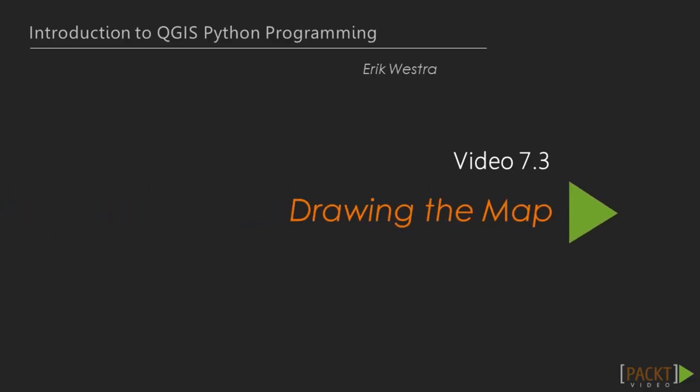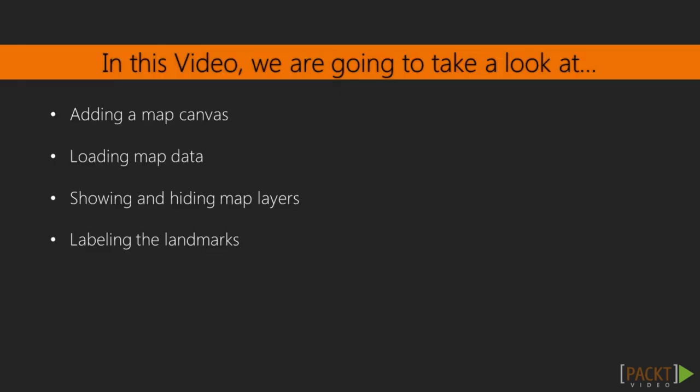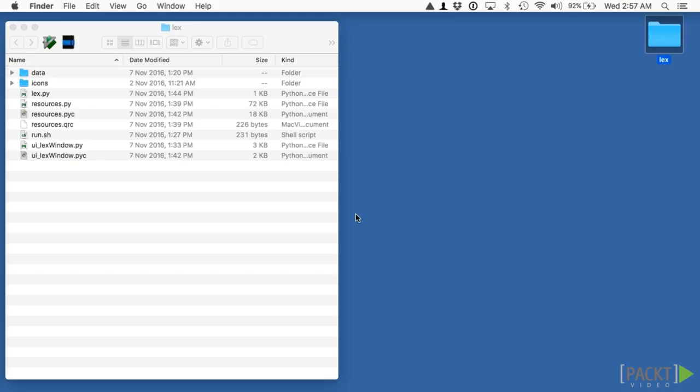In the previous video, we began to implement the Lex application, setting up the overall structure for our program and defining the application's user interface. In this video, we'll start to draw the map that makes up the main part of our application's window. We will add a map canvas to our window, load the underlying map data to be displayed, learn how to show and hide map layers in response to the user's actions, and see how to draw a label beside each landmark. Let's start by adding the map canvas to our window.